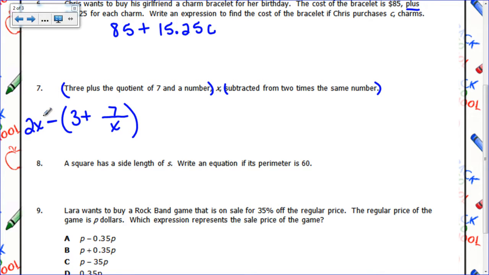If I don't put those parentheses there, you end up with 2x minus 3 plus 7 divided by x. And if you go talking about order of operations, you're going to end up multiplying and dividing before you do that minus 3 that's in the middle. And that's not what the problem says. It says that you have to do 3 plus the quotient of 7 and a number, and all of that is subtracted from. So it's got to be in parentheses. That way all of it is being subtracted from 2x. Otherwise, only the 3 is being subtracted from 2x.